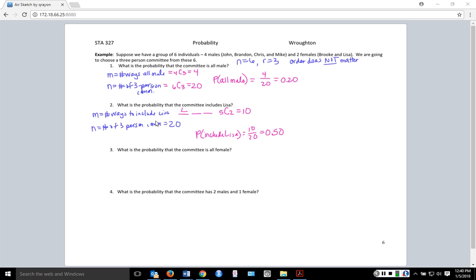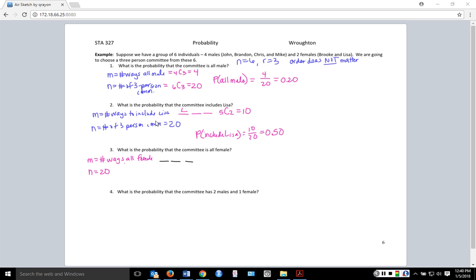For number 3, we want to figure out the probability that the committee includes all females. So m is my number of ways that it's all women, all females. I'm still picking my 3-person committee, so my n is going to be 20.